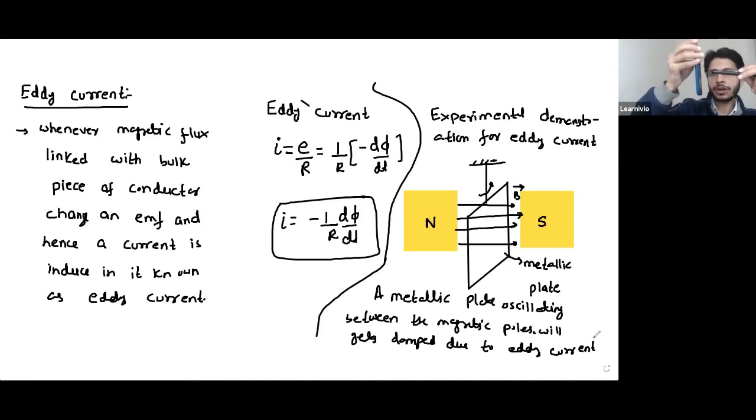So this induced current will apply a force in the opposite direction. When this plate is trying to enter the magnetic field, then due to eddy current, a force will act on the plate in the opposite direction. So this force will not let this plate enter the magnetic field. So the restriction comes due to this eddy current and Lenz's law.